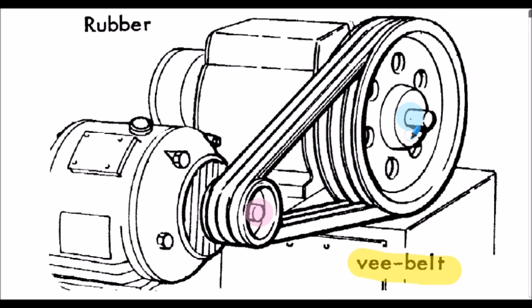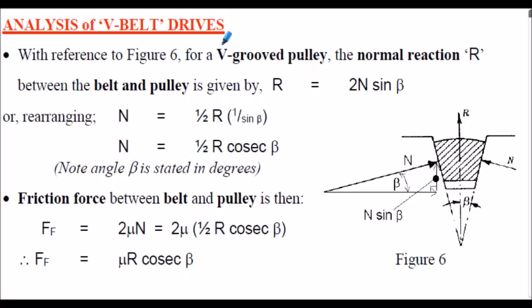As mentioned in the previous presentation, vee-belts run in grooves. You can just about make out the grooves in the pulley shown here. There are actually 3 grooves shown in this particular pulley because we have 3 belts. Let's consider the analysis of vee-belt drives.